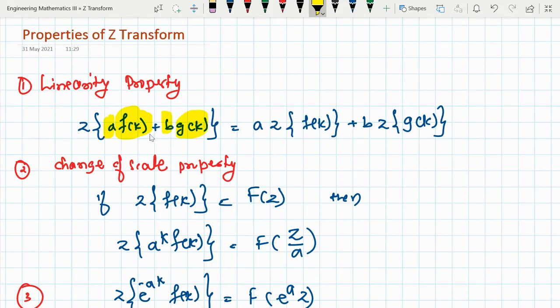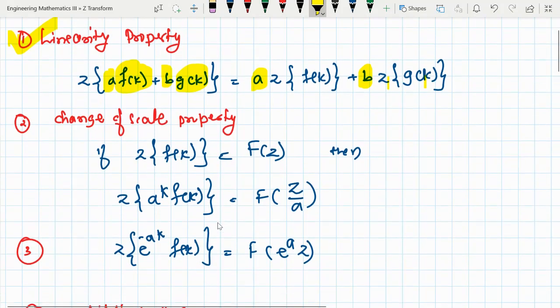So what about the Z transform of a into fk plus b into gk? It is the constant a outside into the Z transform of fk, plus the constant b outside into the Z transform of gk. So this is the linearity property. This is very simple. It is just splitting the function, so if there are more than one term, it is used to split the function.